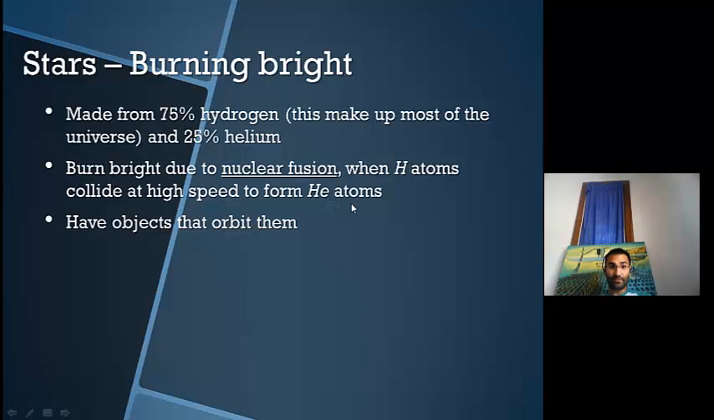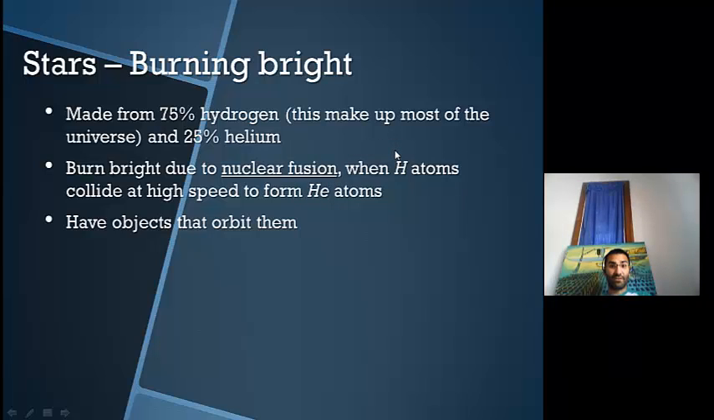Now, stars. Stars are made up of hydrogen, and hydrogen is the most abundant element in the universe. So stars are made up of hydrogen and they're made up of helium. The reason they have helium, which is only slightly heavier than hydrogen, is because the hydrogen atoms combine to form helium atoms, and this is a process called nuclear fusion.